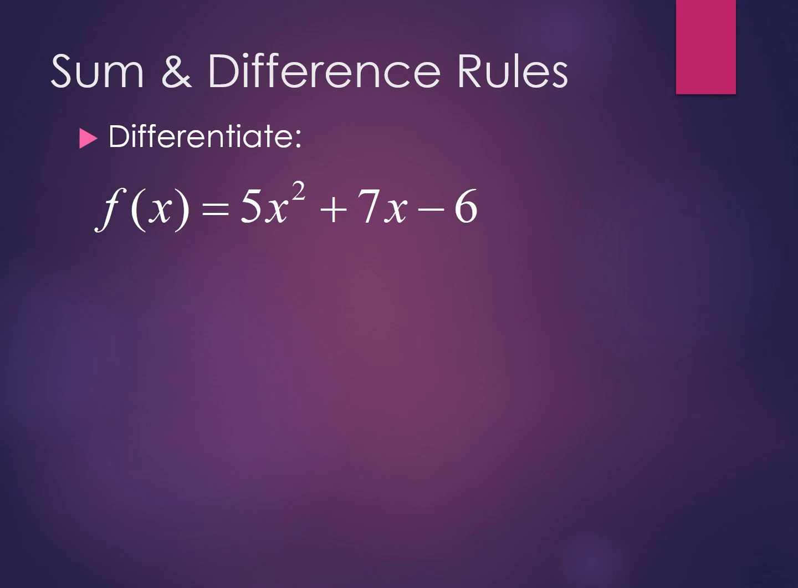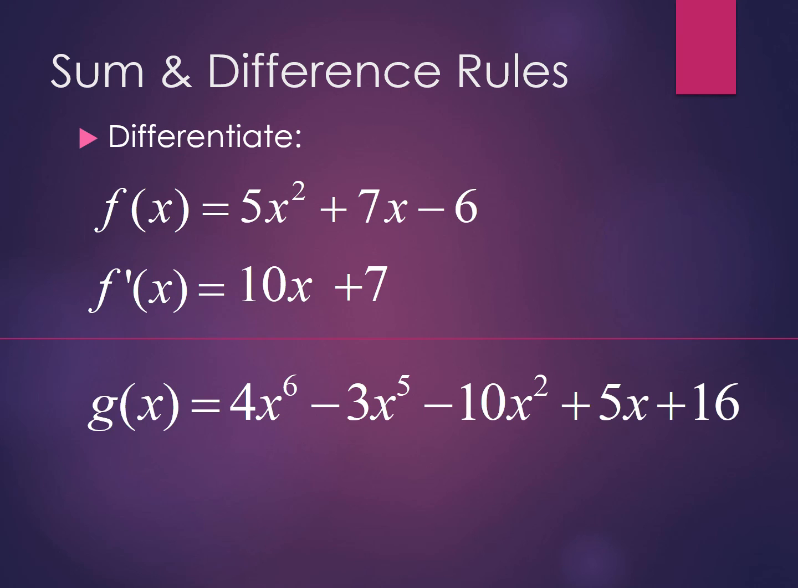So now let's move on to sum and difference rules. Let us have some examples under this rule. Let us differentiate f of x equals 5x squared plus 7x minus 6. In here, f prime of x equals 10x plus 7, because the derivative of minus 6, or negative 6, is equal to 0.